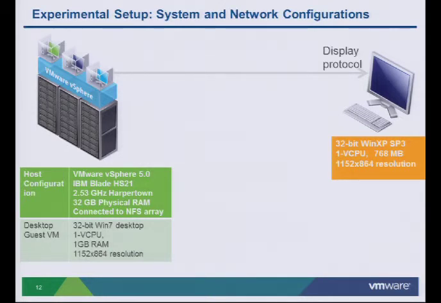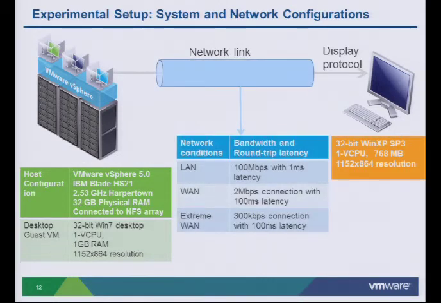And this client can be on a local branch office or it can be a remote branch office, right? So there can be different network conditions. To simulate these different network conditions, we have three categories: LAN, 100 Mbps network with 1 millisecond latency; WAN, where bandwidth is less, 2 Mbps, and the latency is higher, 100 millisecond latency; and then we have extreme WAN, where bandwidth is really low, 300 kbps with 100 millisecond latency.